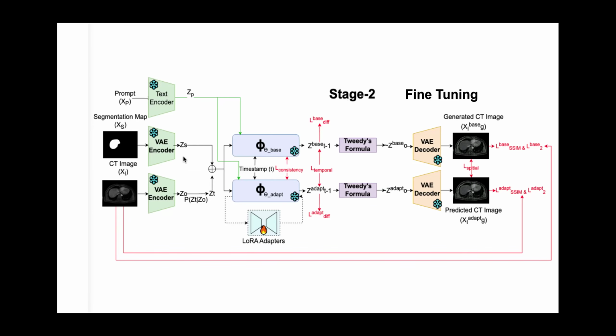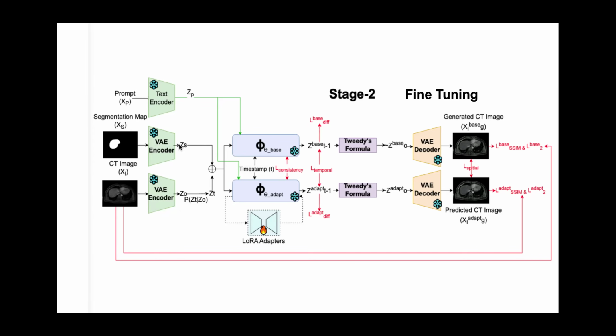What we keep here, most of the things are frozen. We are only training this LoRA adapter part. So we are only training the adapter part of this particular network to get the predicted CT or MRI image with the fine-tune approach. If you see, there is a segmentation mask XS, then there is a CT image. Basically XT is the CT image. We are doing the same thing.